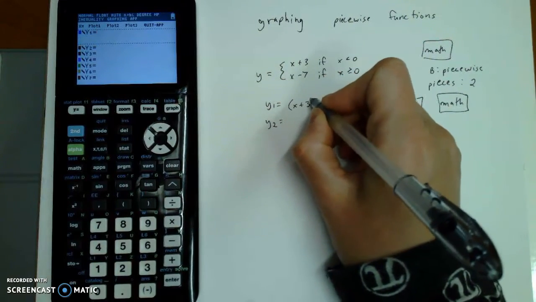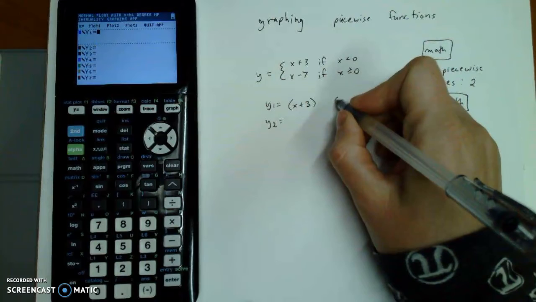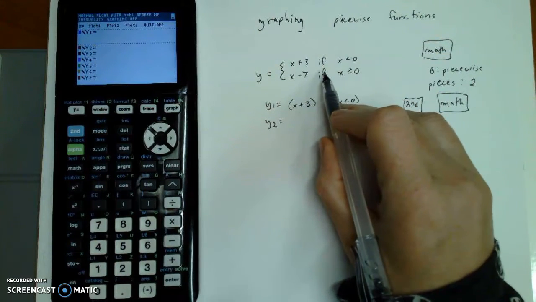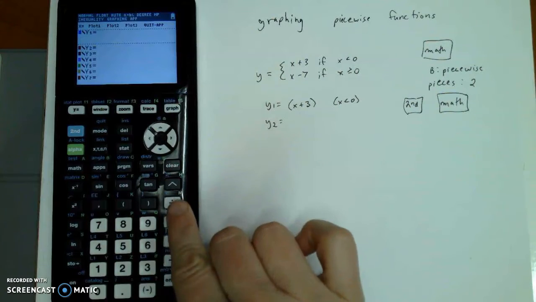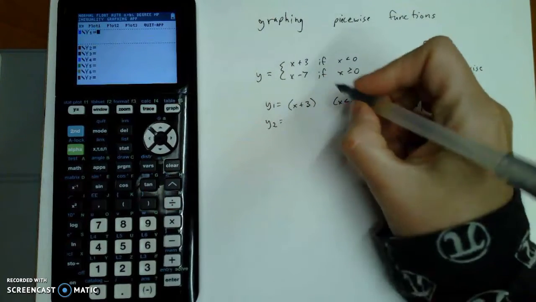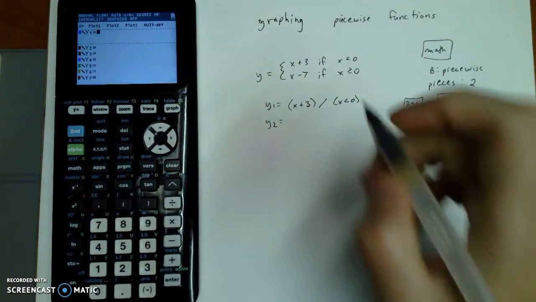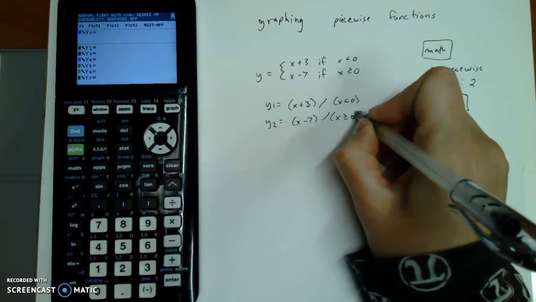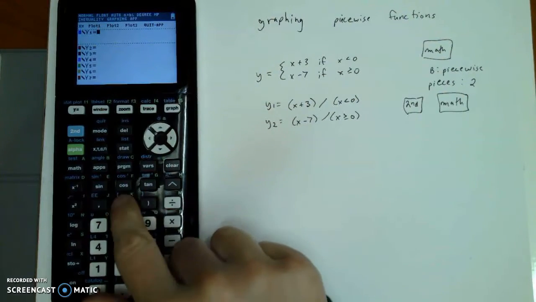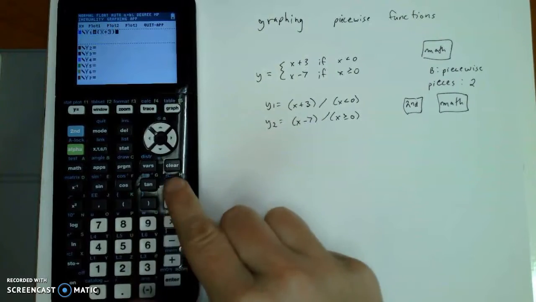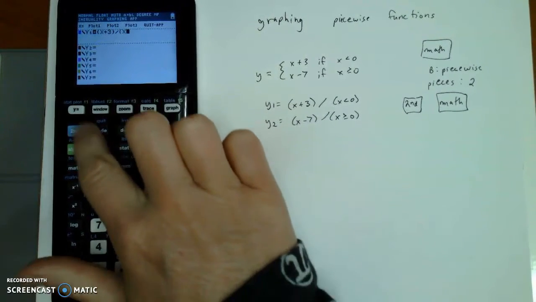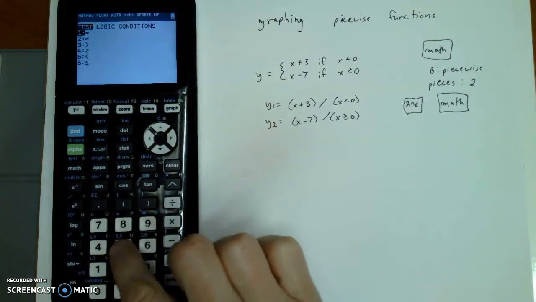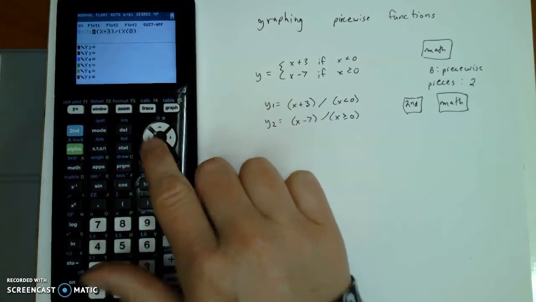I'm going to put parentheses around the left-hand side and parentheses around the right-hand side. And instead of putting an if, I'm going to put in a division sign. So it's going to look like that. And similarly, here is going to be my second piece. So let's graph that. I've got x plus 3 divided by x. Again, I've got to go to that second math for my inequalities. I need less than, which is 5, 0 in parentheses.